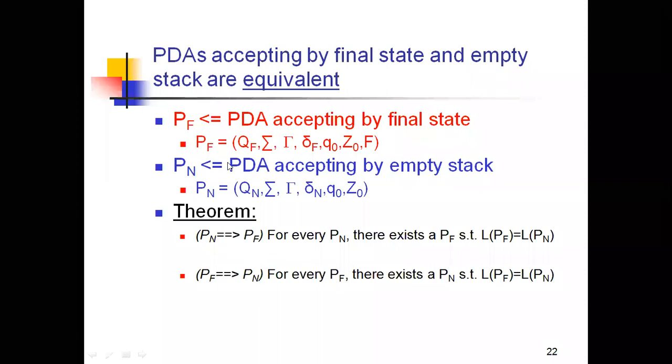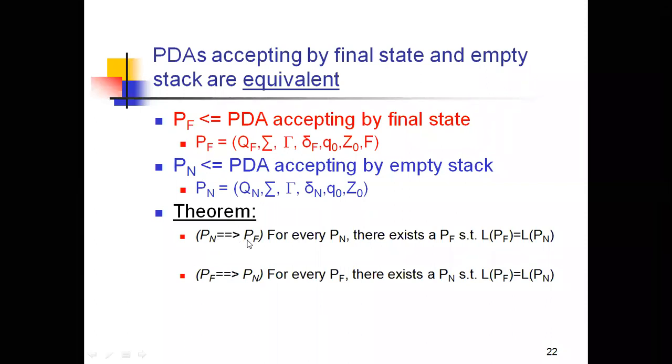N of A is the empty stack, right? That's why we're representing PN, where PN is a PDA accepting by empty stack, as (Qn, sigma, tau, delta n, q naught, and Z naught). Here we're not having a final state, only 6 tuples, but while coming to the PF, we're having 7 tuples. So now what we are going to show is whether these two are equivalent or not.